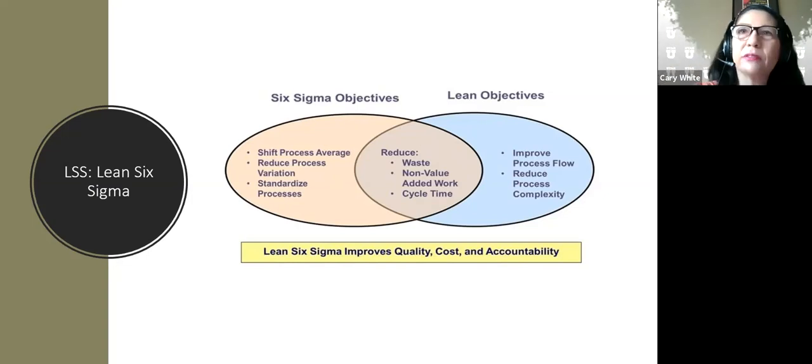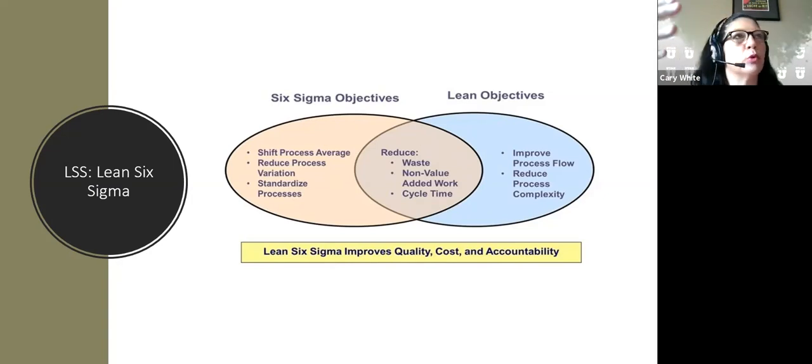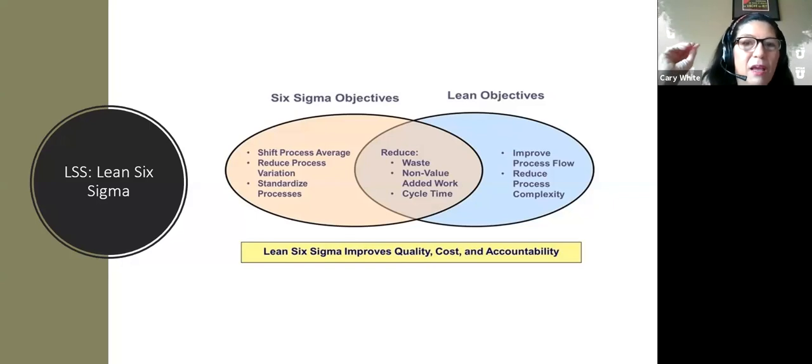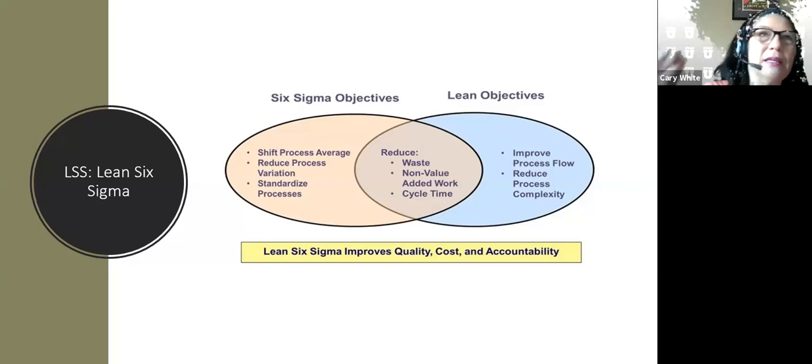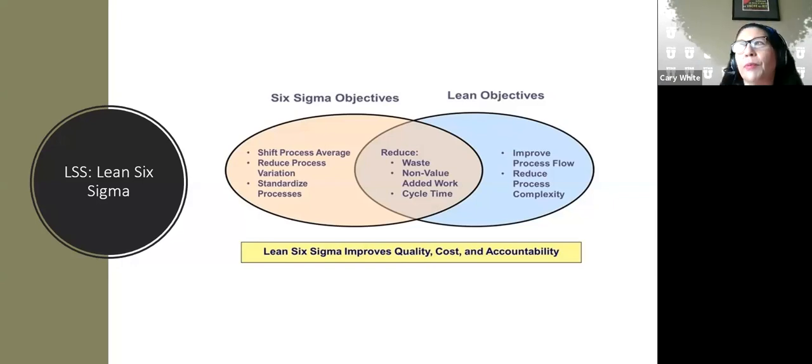What's nice with Lean Six Sigma is that Six Sigma has a ton of tools, and Lean has a ton of tools. With Lean Six Sigma, you can use them all, or you can pick the ones that work best for you. You don't have to get really specific. What's nice as well, I'll be honest, is that Six Sigma is very heavily focused on statistics and numbers, and not everybody's comfortable there. For those of you who are, that's great, and use them.